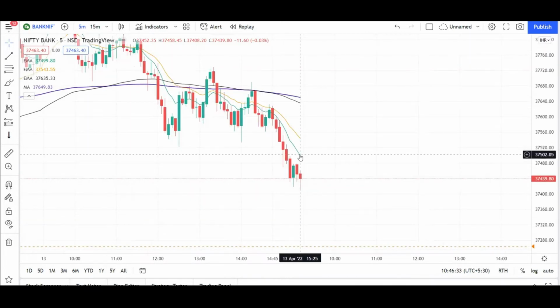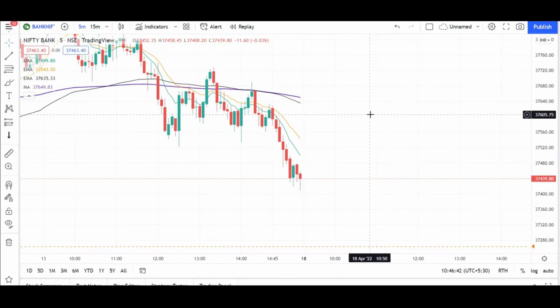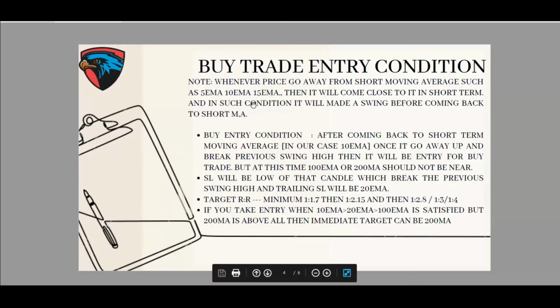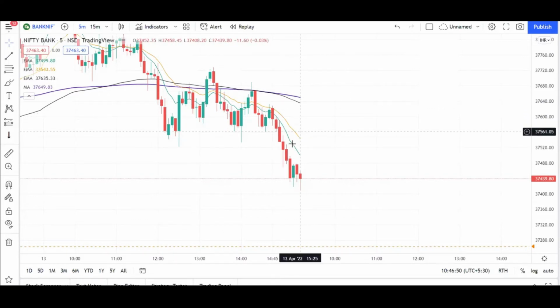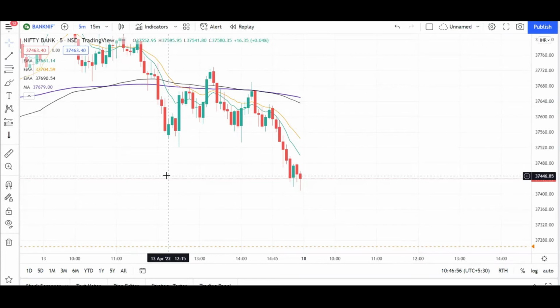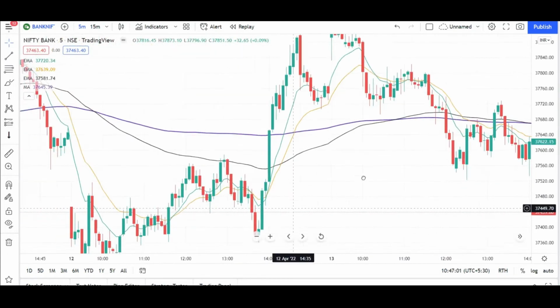Green, we already know the 10 exponential moving average, 20 exponential moving average, 100 exponential moving average, and 200 moving average. So first rule for the buy, in general: the 10 and 20 are very short-term moving averages. Whenever the price goes far from them, it has a tendency to come back towards this range. So I will take an example of this.